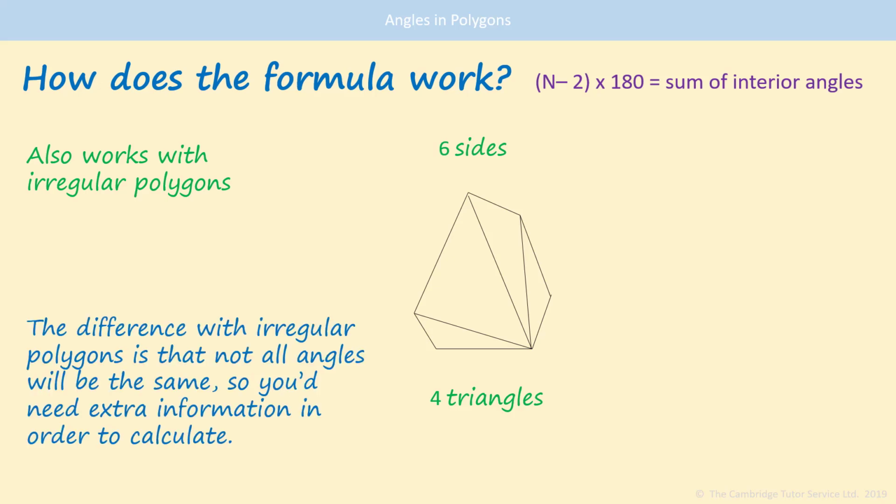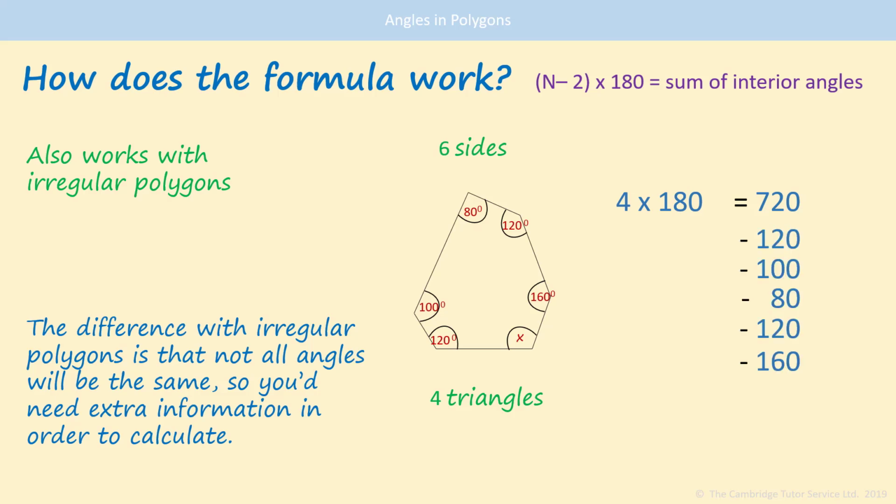But remember, if you're asked to identify one angle, you're going to need more information because you can't just divide the sum by the number of sides. So generally this sort of question would look something like this. They'll give you the other angles. Sometimes they'll throw in a right angle, which will just be a square, but you just need to know that that's 90. And you work out the sum of angles. For a hexagon, that's 720. Take away the angles that are there, and you'll be able to work out the angle x, which is 140 degrees.